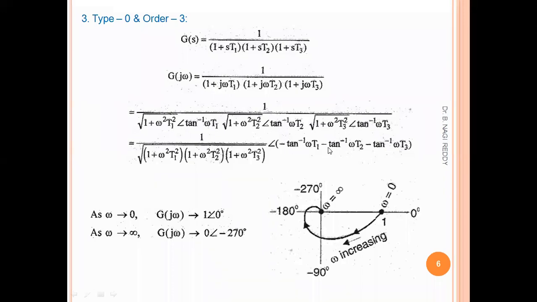So these three are minus tan inverse omega T1, minus tan inverse omega T2, minus tan inverse omega T3, and the final magnitude will be, of course, these three terms are multiplicative, so 1 by square root of (1 plus omega square T1 square) (1 plus omega square T2 square) (1 plus omega square T3 square), right? So this is the complete magnitude term, and this is the complete angle term. Now substitute omega is 0: we will get the magnitude as 1 and the angle as 0 degree. Substitute omega is infinity: we'll get the magnitude as 0 and the angle as minus 270 degree, as we have done in the previous cases.